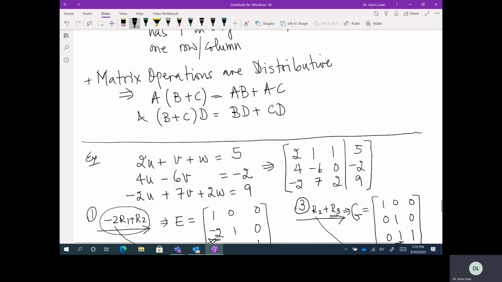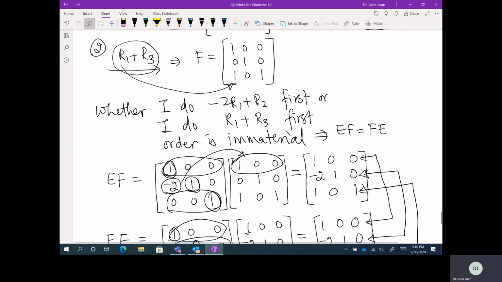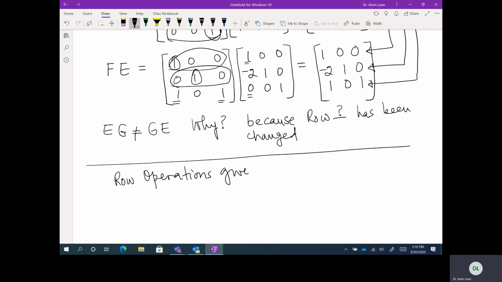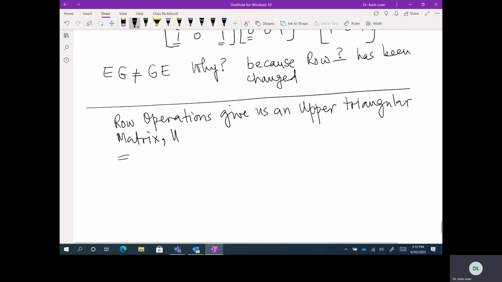Row operations give us an upper triangular matrix U. Which implies, if I have A and I multiply A by E, which is minus 2 row 1 plus row 2, and then I multiply by F, which is row 1 plus row 3, which doesn't make a difference whether I do FE or EF, and then I multiply by G, which is row 2 plus row 3, I get some U.